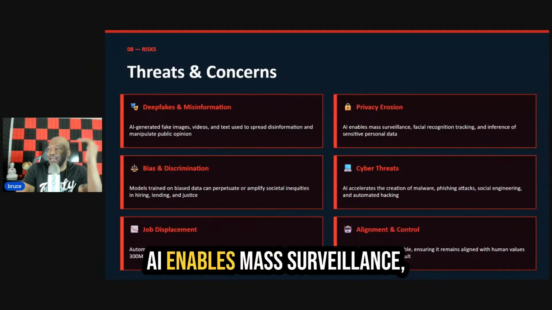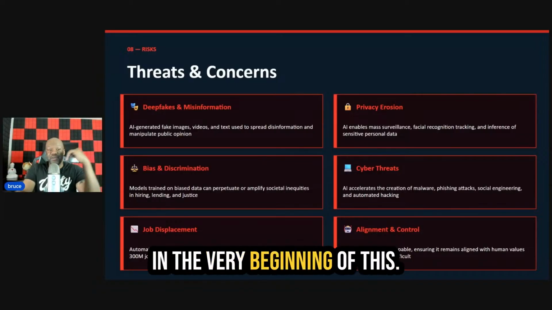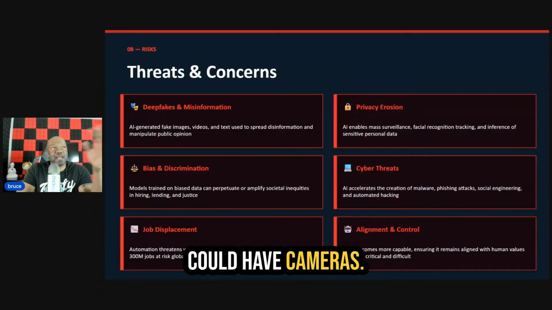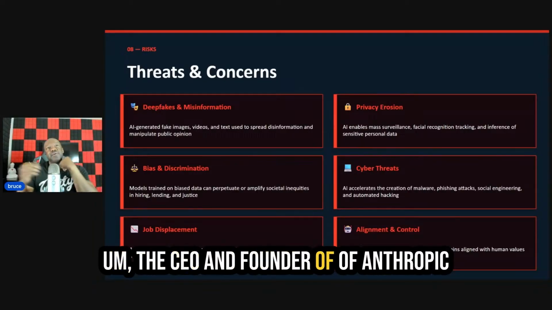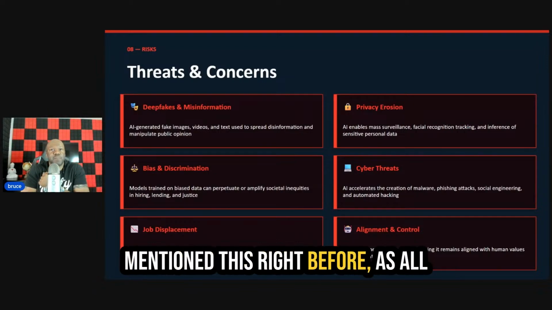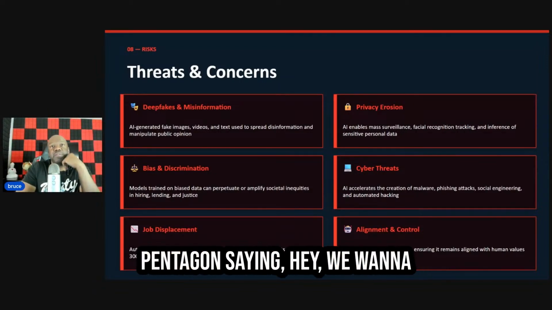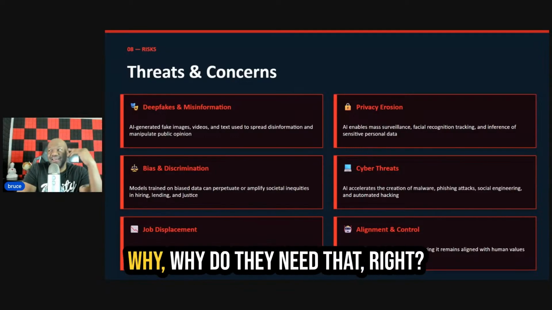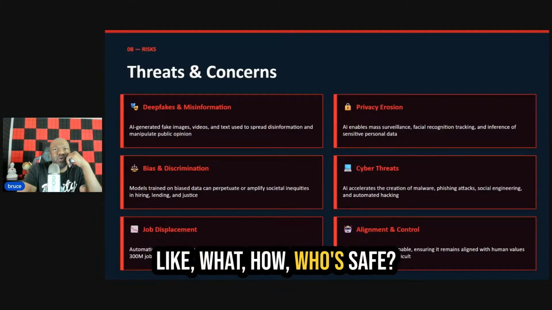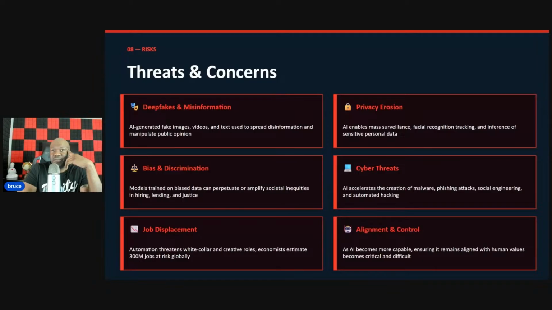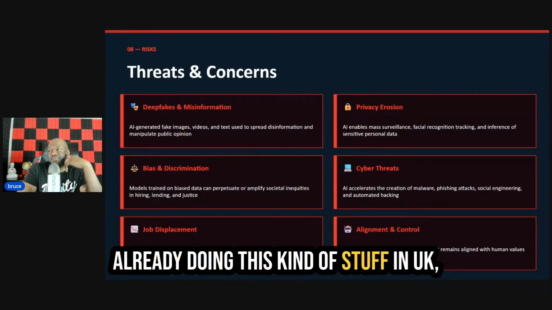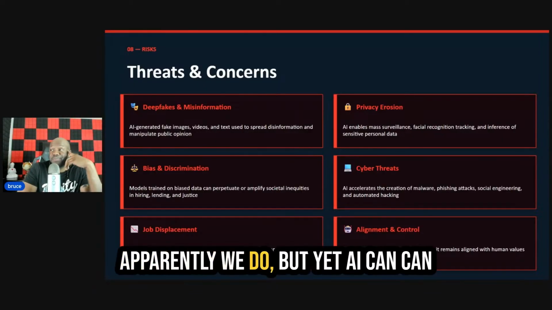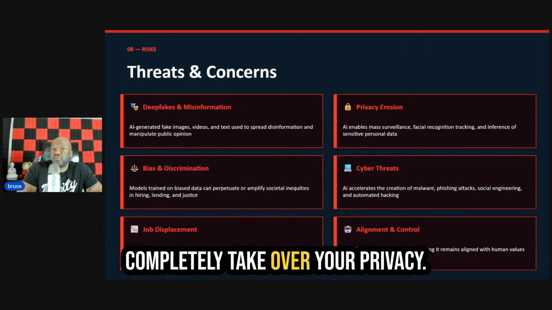Privacy erosion. AI enables mass surveillance, which we just talked about in the very beginning of this. So mass surveillance is very, very good at that. It enables it. Like you could have cameras. The CEO and founder of Anthropic mentioned this right before all this stuff was going on with the Pentagon, saying, hey, we want to be able to do mass surveillance. Ask yourself a question, like, why do they need that, right? Like, who's safe if that's what they're about to do? And other countries like China are already doing this kind of stuff. In the UK, they're already doing this kind of stuff. Do we want that here? Apparently we do. But yet AI can completely take over your privacy.